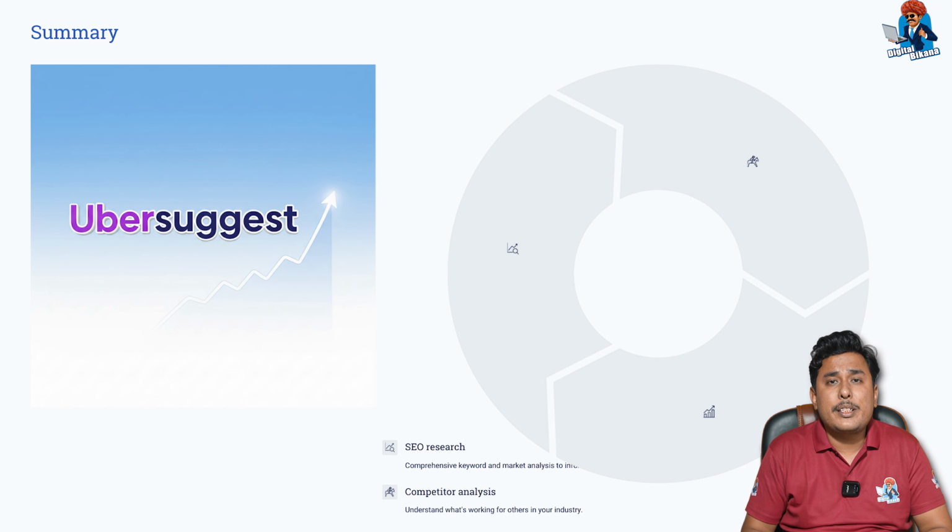Ubersuggest is an all-in-one SEO tool that provides keyword research, site audits, backlink analysis, content ideas, and rank tracking. It is ideal for small businesses, bloggers, and marketers who want to grow online.